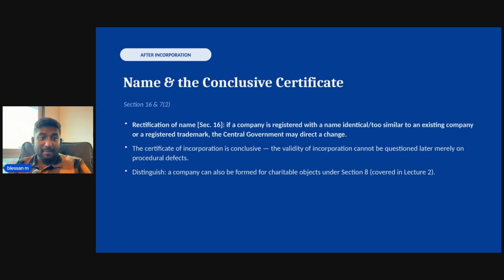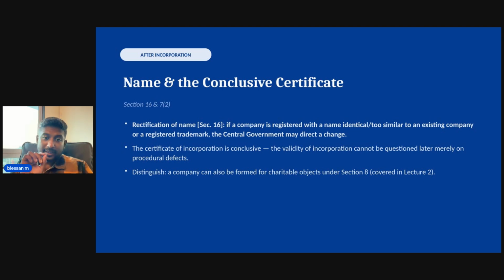Next, name and the conclusive certificate after incorporation. So sections 16 and 17 talk about the name, the rectification of name. If a company is registered with a name identical or too similar to an existing company or registered trademark, then the central government may direct a change.